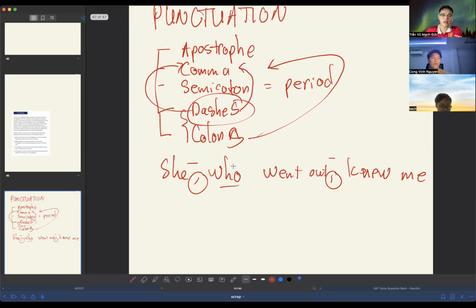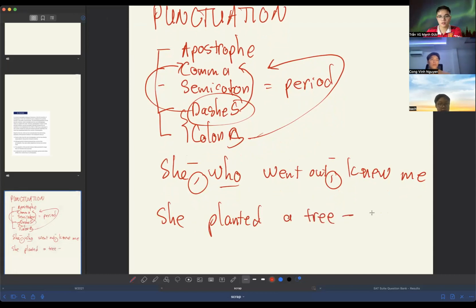And if, say, there's a scenario like this, you planted a tree, an oak tree. See, this one, on the other hand, can only be used with a dash because dashes have something that commas do not. It can be used at the end of a sentence to supplement something that hasn't been mentioned, to sort of make an emphasis, to emphasize the last part of the sentence.